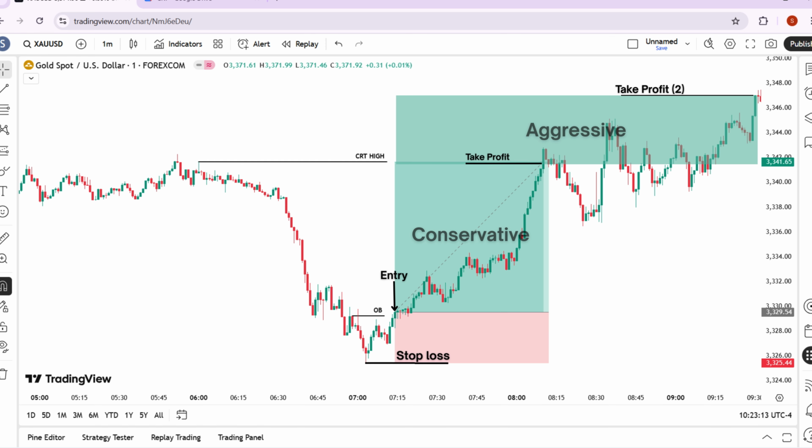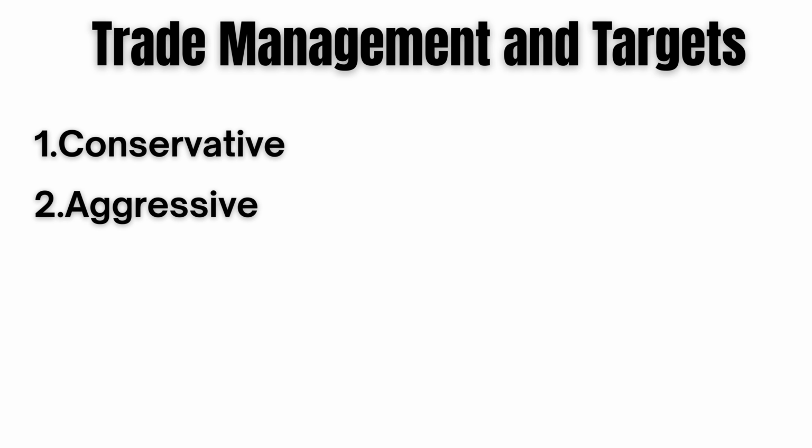It's not just a random setup. It's a framework that repeats across pairs, sessions, and timeframes, because it's rooted in how liquidity and order flow naturally interact. Now, when it comes to managing targets with CRT setups, there are generally two main approaches: conservative and aggressive. Both are valid, but they serve different trading personalities and risk profiles.